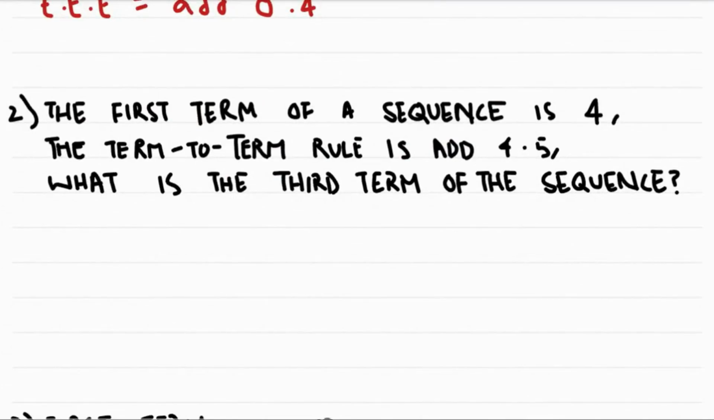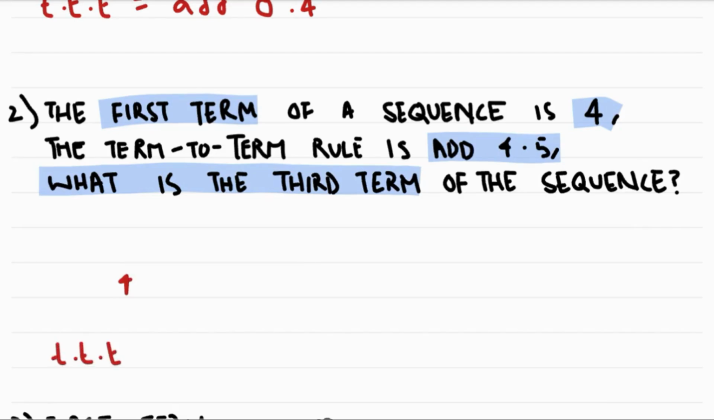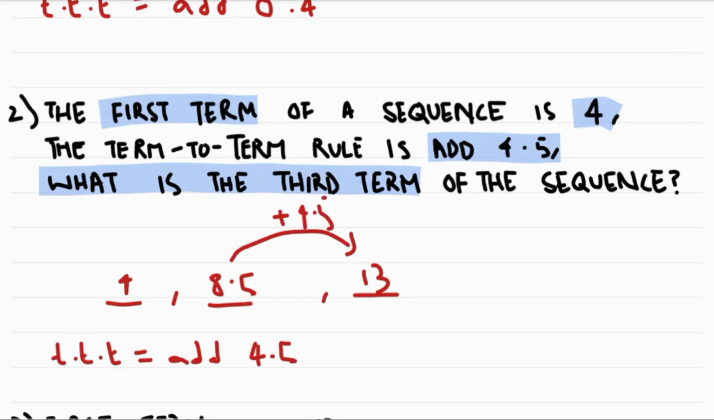Over here they say the first term of a sequence is 4. The term to term rule is to add 4.5. So what is the third term of the sequence? Let's do this one by one. The first term of the sequence is 4, and the term to term rule is add 4.5. We need to find the third term. This was the first term, then second, and then third. We'll just add 4.5, that would give us 8.5, and then the next term, if we add 4.5, would give us a 13.